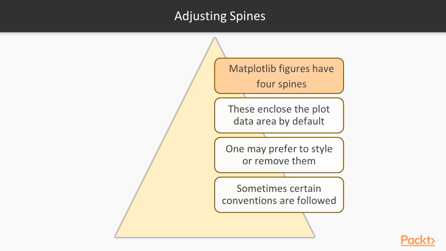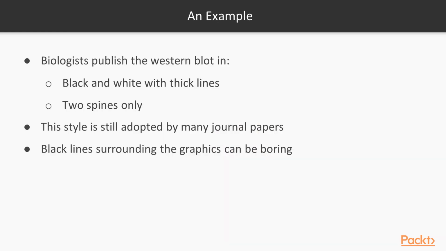Matplotlib figures have four spines, which enclose the plot data area by default. We may prefer to style or remove them to suit different purposes. Sometimes, we would like to follow certain conventions. For instance, it is common for biologists to publish their Western blot or another analysis result in black and white with thick lines and two spines only. While the trend is slowly changing, this style is still adopted by many journal papers.